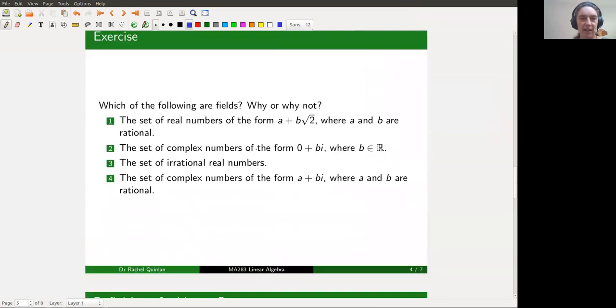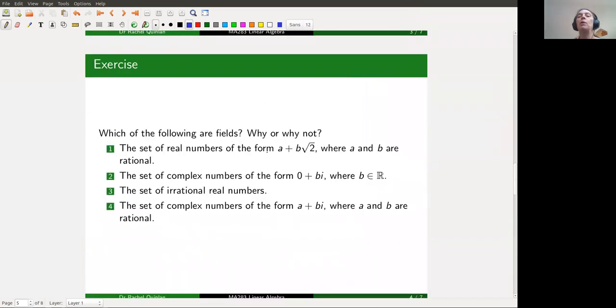So here's an exercise to think about. Again, there's a little bit more detail in the lecture notes about the formal definition of a field, which you might be interested in having a look at. But just in terms of what we talked about already, you could think about this exercise. Which of the following examples are examples of fields, and why or why not?